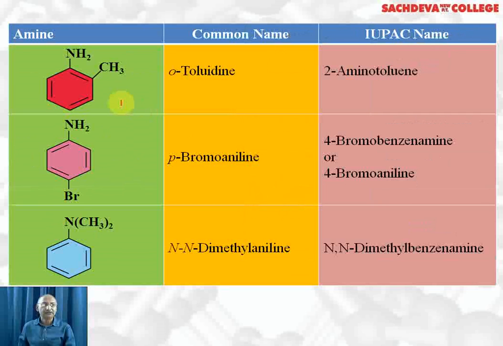This compound is again an aromatic amine, an aromatic primary amine. Here NH2 and a methyl group are both present, so we call it orthotoluidine. It is also called 2-amino-toluene.